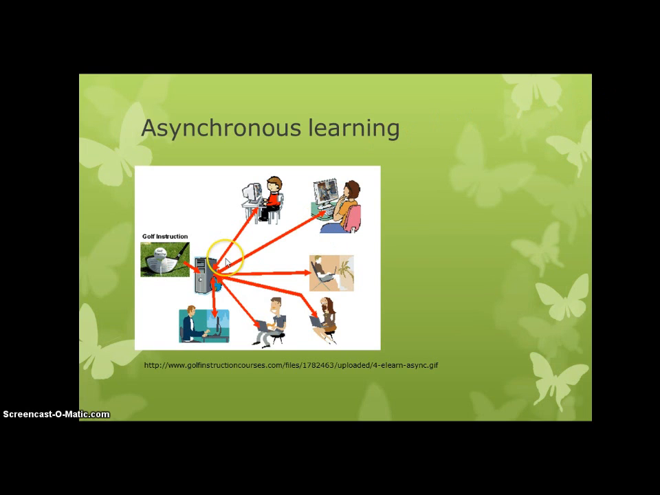Basically, in this case, it is the computer, as you can see, that is getting the golf instructions. And this little device network is sending all the instructions to all of these people. As you can see, all the red lines are going to the people, and they're not connected to each other this way.